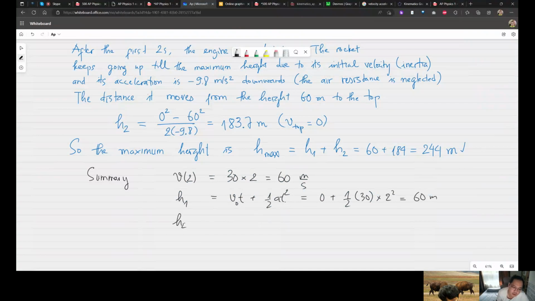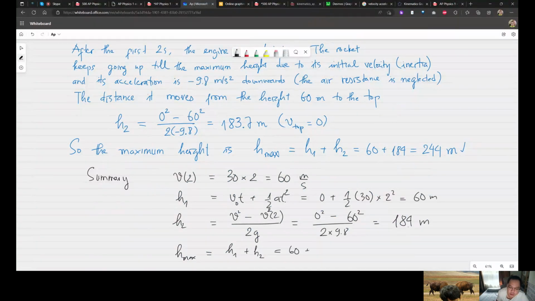The third step, h2 equals v final squared minus v initial squared, but with v2 here, divided by 2 times g, which is 0 squared minus 60 squared over 2 times 9.8, equals 184 m. And finally, x max is x1 added with x2, which is 60 plus 184 equals 244 m.